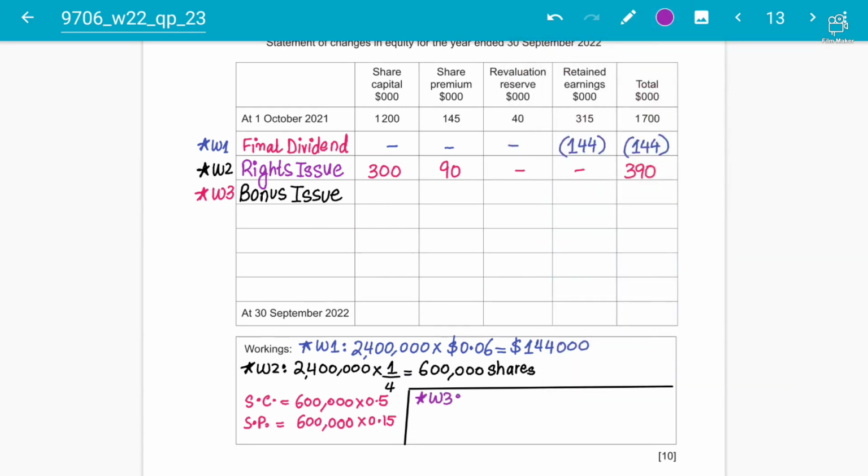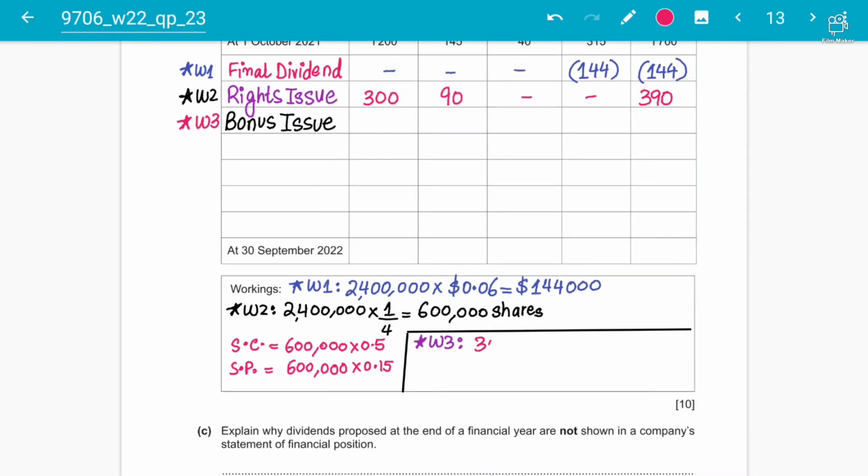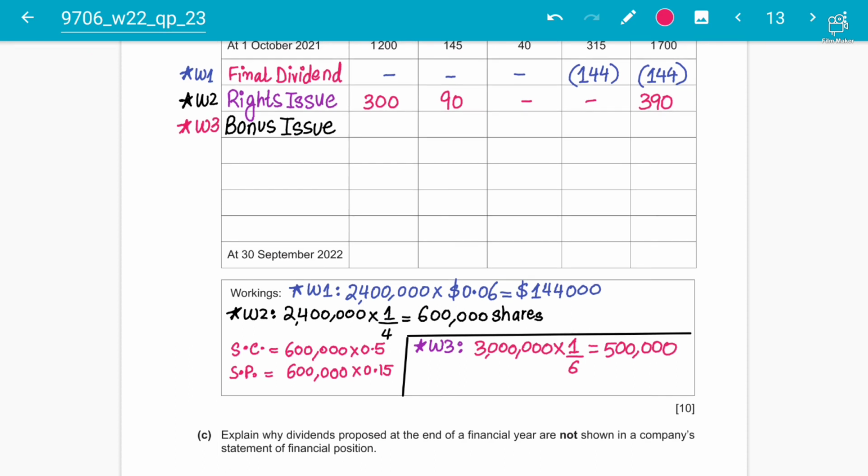So working number 3, in the red color you're going to say that from now there are 3 million shares into 1 for 6, that every person who has 6 shares will get some more shares. So 3000 into 1 upon 6, that is basically 500,000 shares are being added more, and they will be issued at the par value, because this is not the rights issue. So this is always issued at par value.